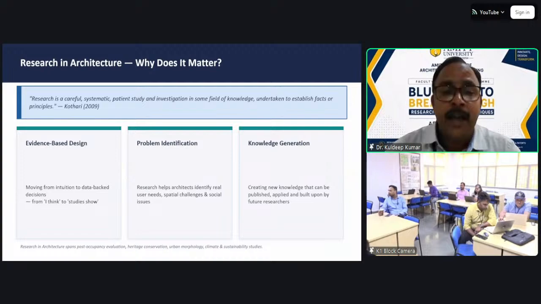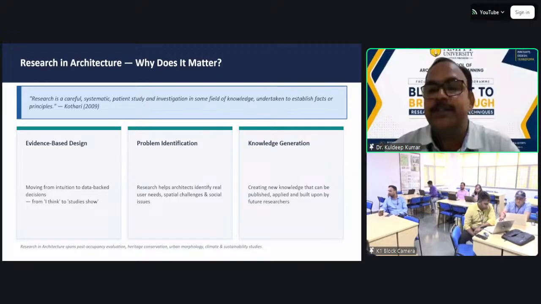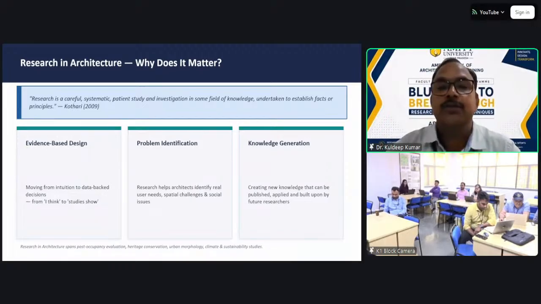The last is knowledge generation. This basically comes from published research that creates a knowledge base on which others can build. So when you publish a study, maybe on post-occupancy evaluation of affordable housing in your city, you are actually adding a brick in the wall of architectural knowledge. That is why this is important.